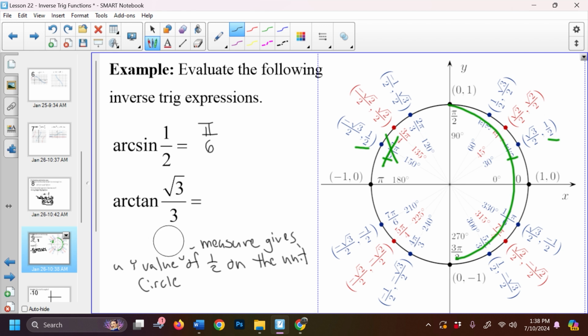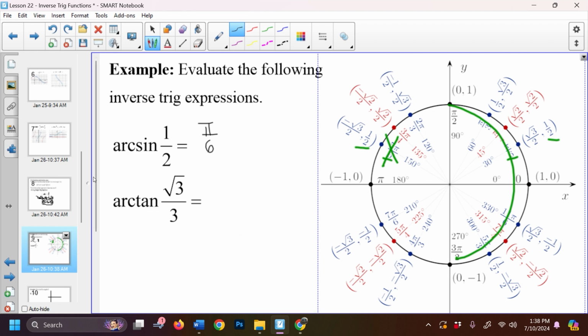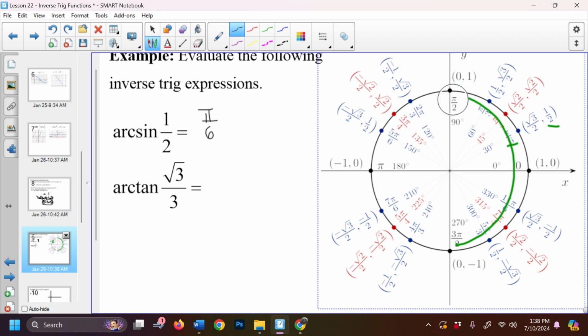Now, to solve the next one, I need to erase this. And let's clear this out as well so we can see everything. Because arctangent, square root of 3 over 3. Clearly, none of these values is square root of 3 over 3. But we remember tangent by itself is equal to sine over cosine of theta. And so what I'm looking for is a ratio that's going to give me square root of 3 over 3. Now, the ratio of square root of 2 over 2 and square root of 2 over 2 is not. 0 over 1 or 1 over 0 is not.